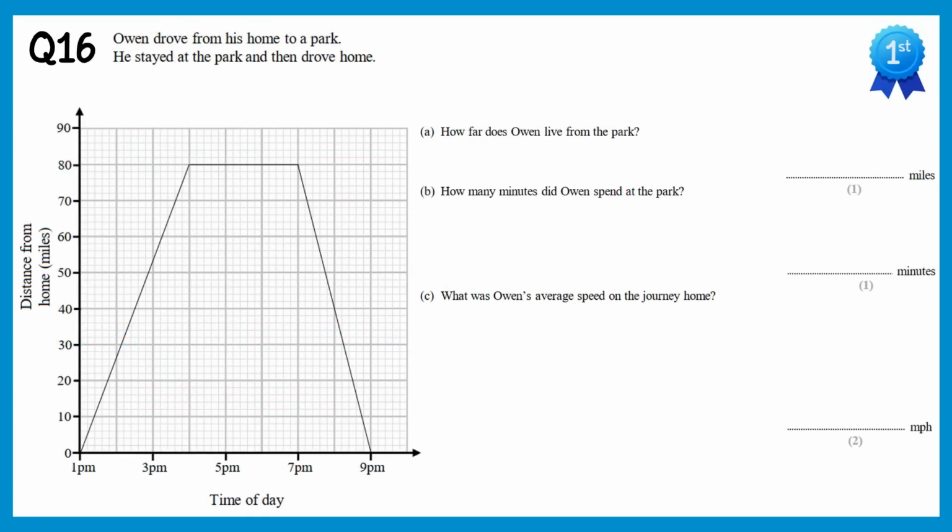For part A of this question, we need to find out how far Owen lives away from the park. You can see that as the highest point on this diagram, which is up here at 80, so he lives 80 miles from the park.